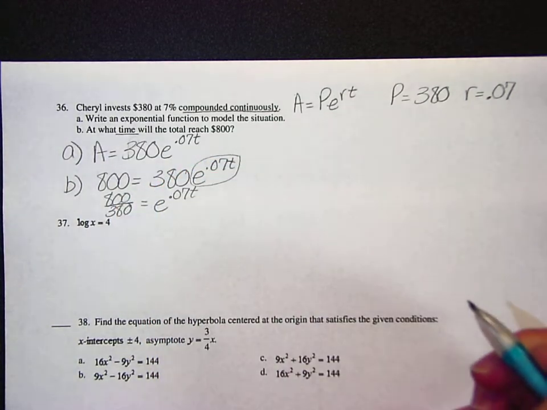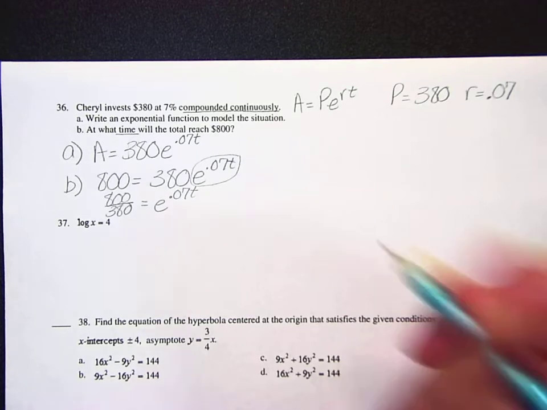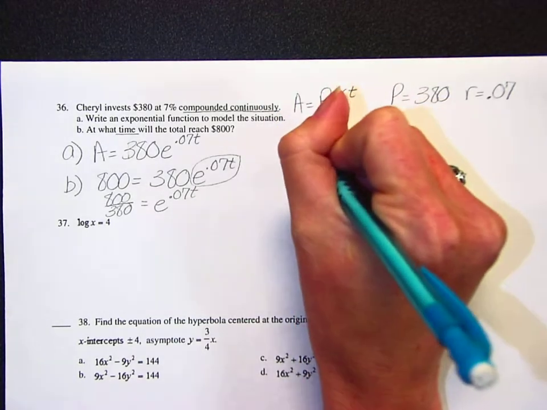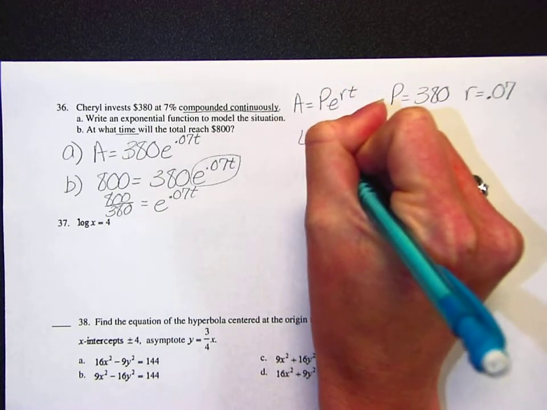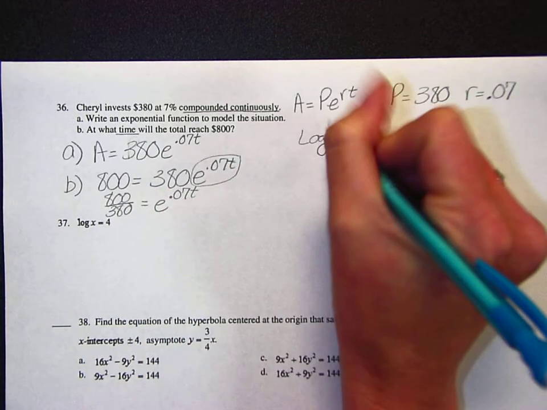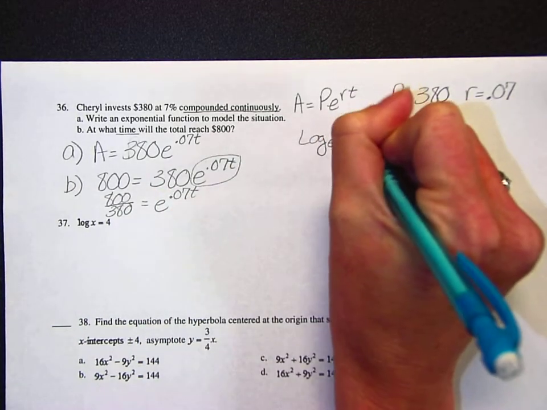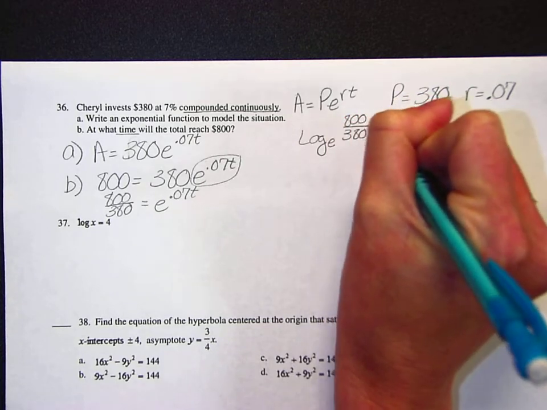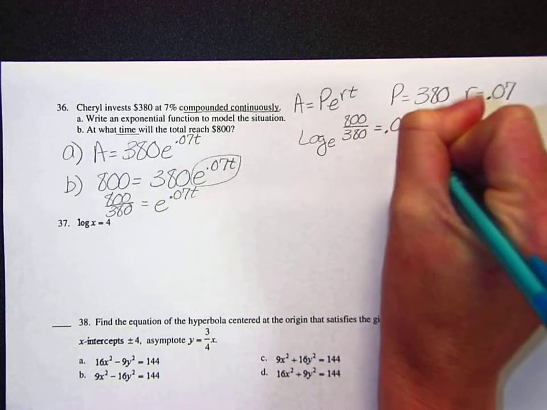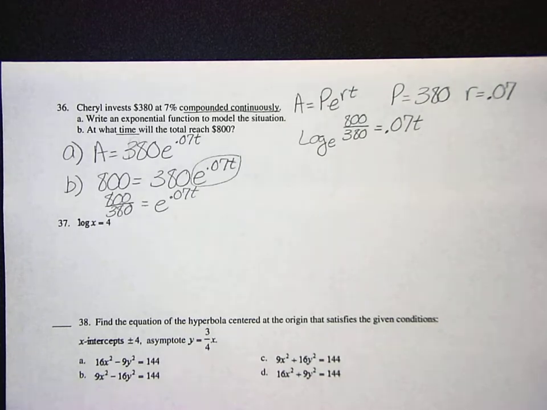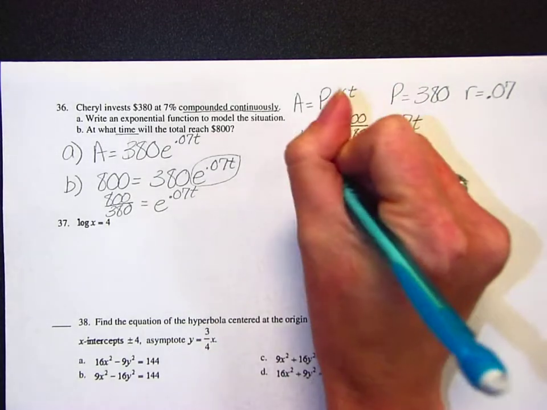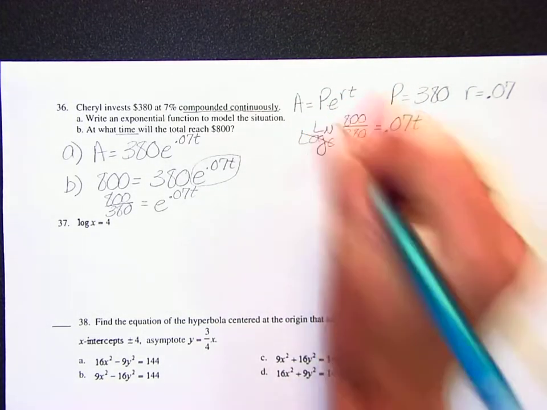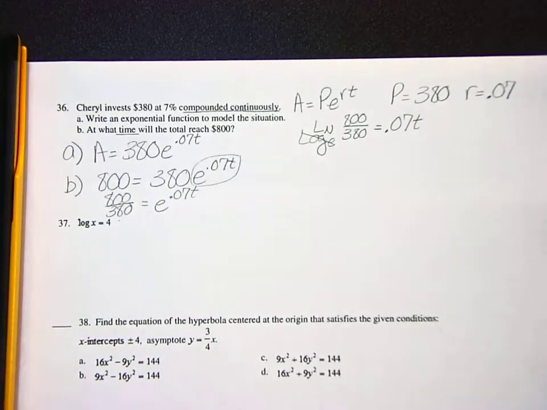So I'm in an exponential form and I'm stuck, so I'm going to change that into a logarithm. So that's going to be a log with a base of e of the 800 over 380, and it's going to be equal to 0.07t. All right, so rather than use the log with the base of e, I know that's the same thing as the natural log, so I'm going to type that into my calculator.